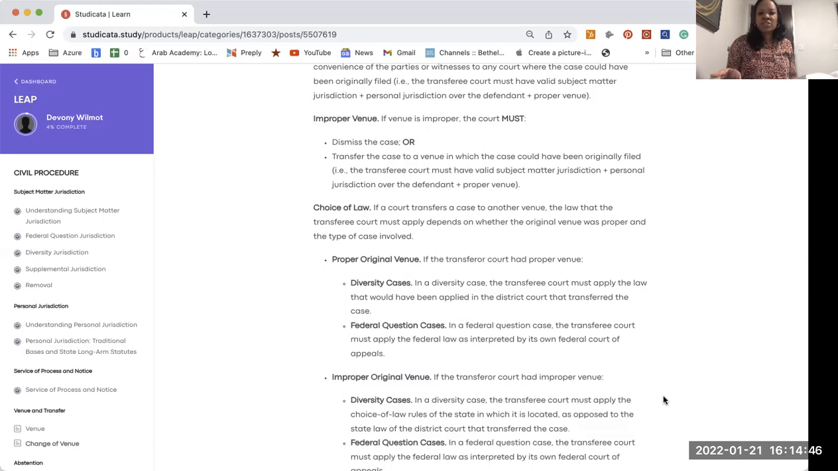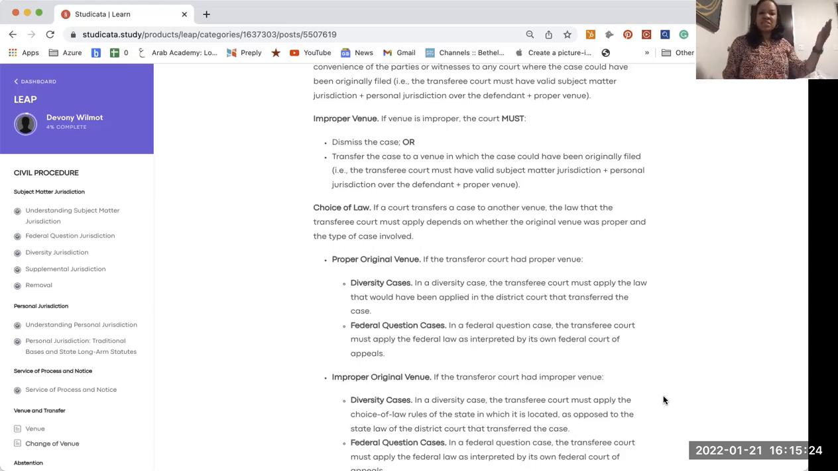Federal question cases. In a federal question case, the transferee court, the court where you're going, must apply the federal law as interpreted by its own federal court of appeals. So let's read this again. Federal question cases. In a federal question case, the new court, the transferee court, must apply the federal law as interpreted by its own federal court of appeals. So here's the difference. In diversity cases, we see that they have to apply the law of the district court that transferred the case. In federal question cases, the transferee court must apply the federal law as interpreted by its own federal court of appeals.